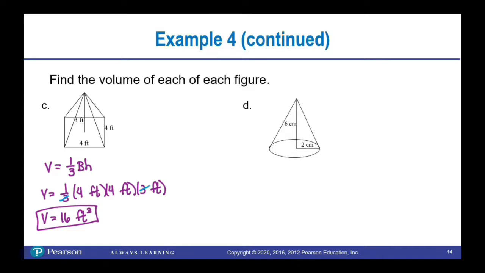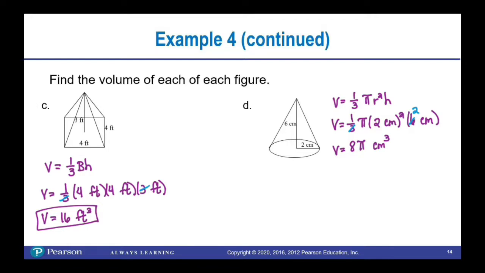Look at part D. The volume of a cone is 1/3 pi r squared h. Our radius here is 2 centimeters, and the height is 6 centimeters. 3 goes into 6 2 times. 2 squared is 4 times 2 would be 8, and our units here are cubic centimeters. We have centimeters squared times another centimeter gives us cubic centimeters. Type this into your calculator. 8 times pi is approximately 25.13. And again, our units here are cubic centimeters.